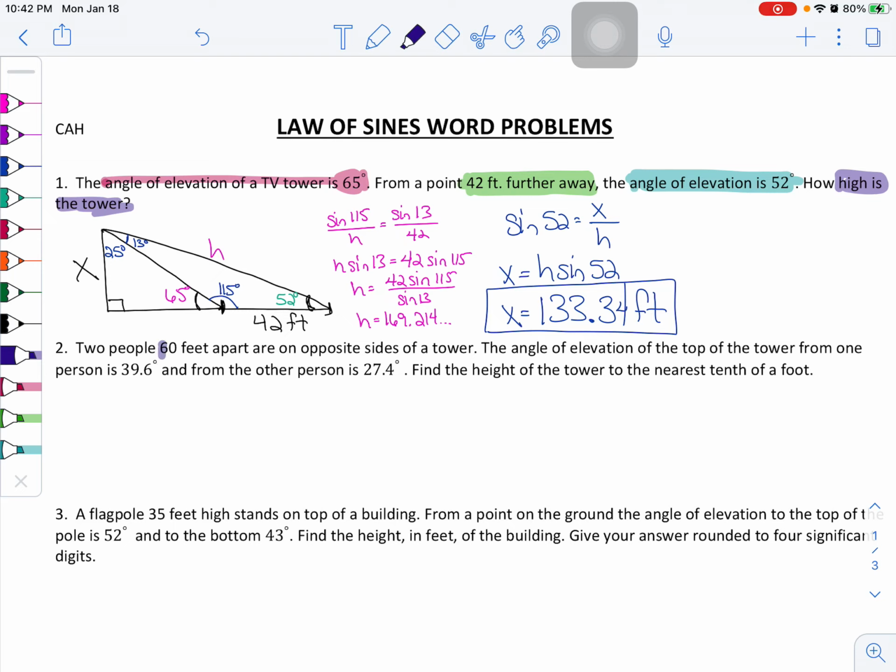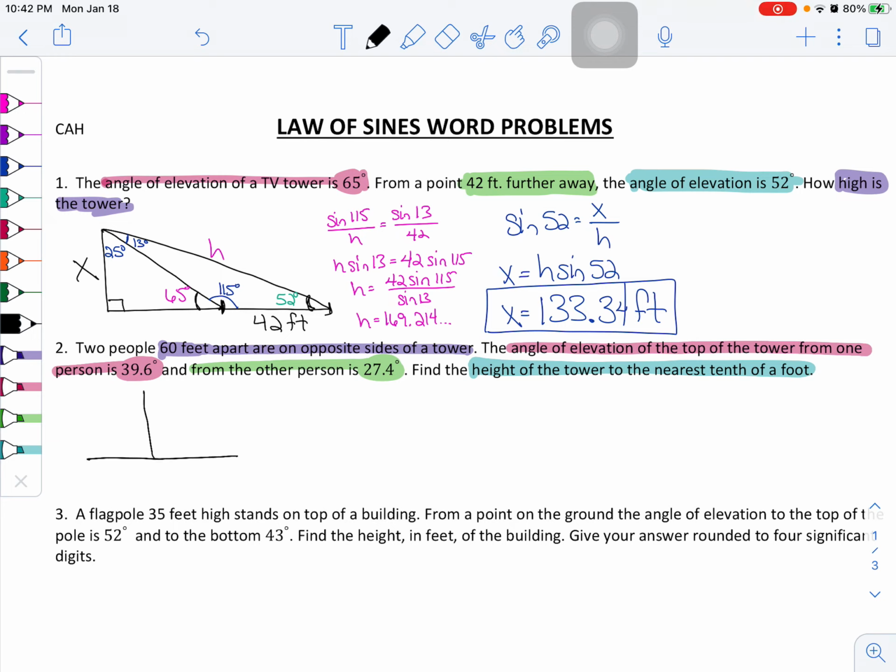All right, so problem number 2, I'm going to annotate it first, then draw my picture. Two people 60 feet apart are on opposite sides of a tower. Angle of elevation of the top of the tower from one person is 39.6 degrees, and from the other person is 27.4. Find the height of the tower to the nearest 1/10 of a foot.